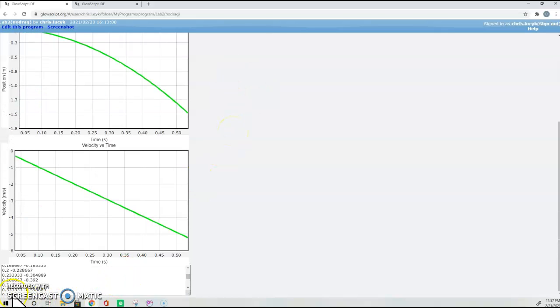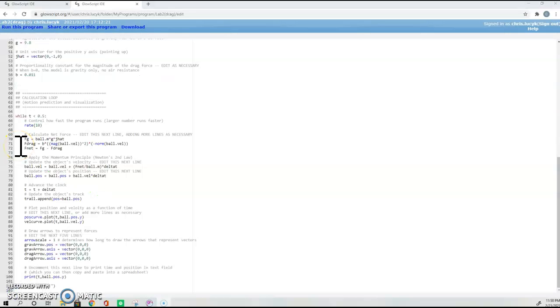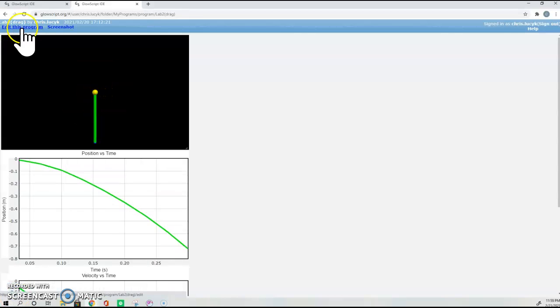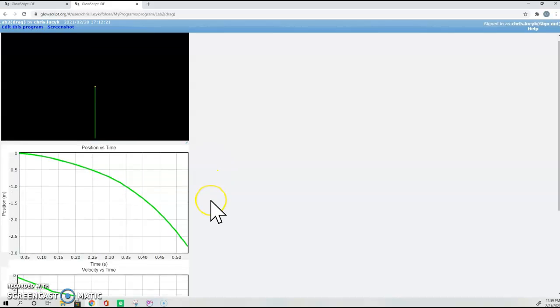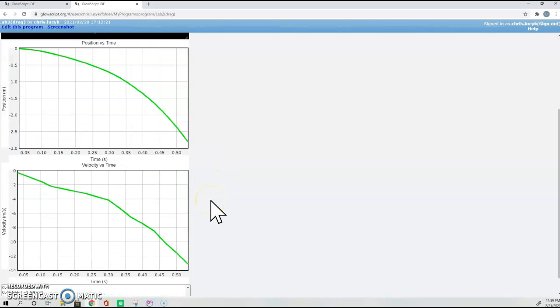I then repeated this code while changing F net to include the force of gravity and the drag force. The magnitude of the drag force is equal to the constant b times the velocity squared, but the force acts in the opposite direction of the motion. This made F net equal to Fg minus F drag. When I hit run, the model is shown with a new position versus time graph and data points for this new situation, including the drag force.